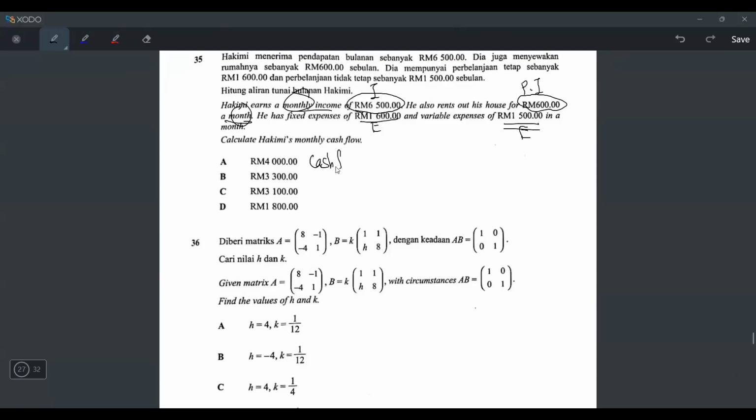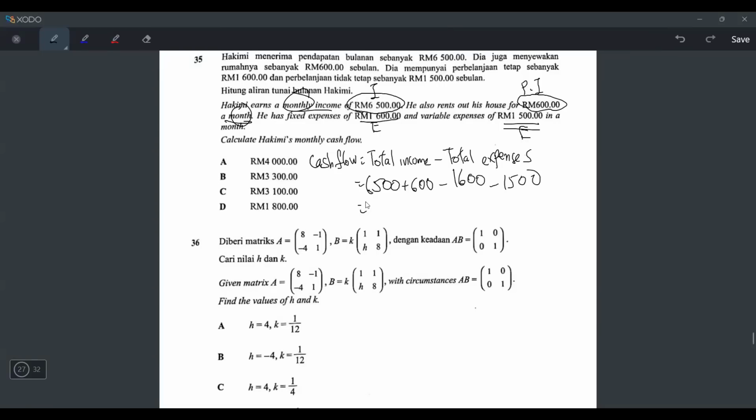So what is the formula for cash flow? The cash flow punya formula is take the total income minus the total expenses. Okay, minus the total expenses. So total income is 6,500 plus with 600. Total expenses, minus 1,600 minus 1,500. Press this, you get the answer.